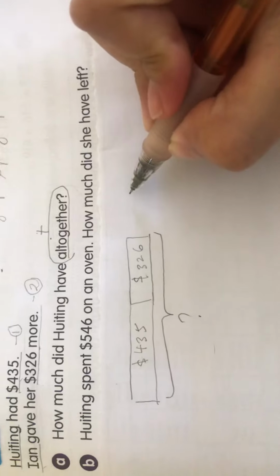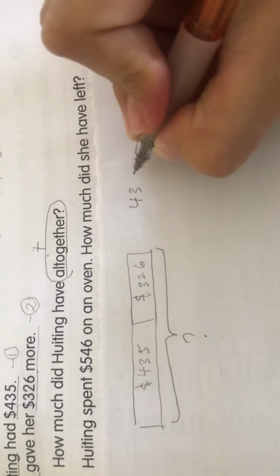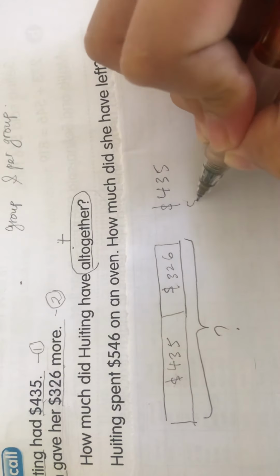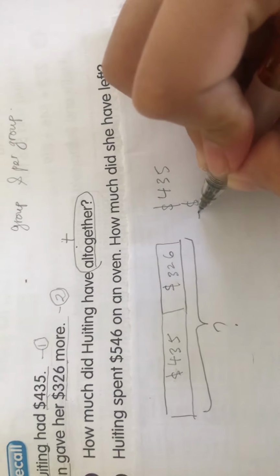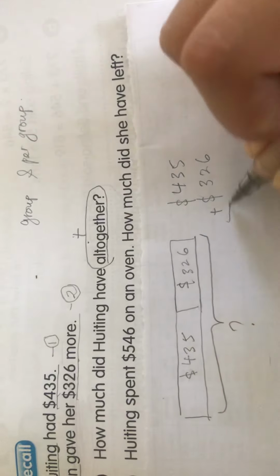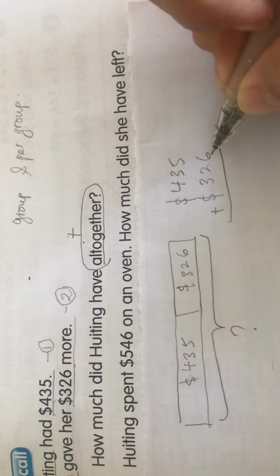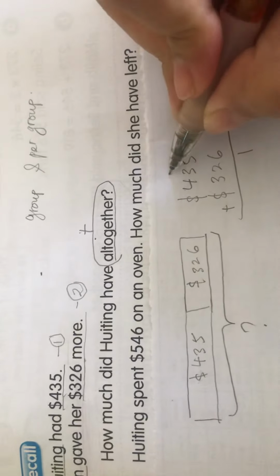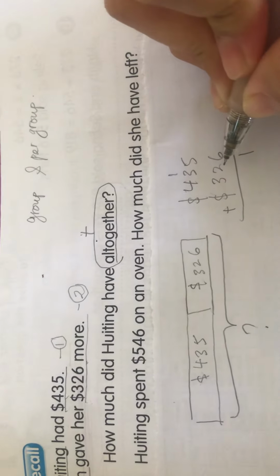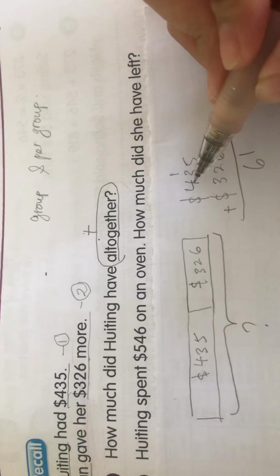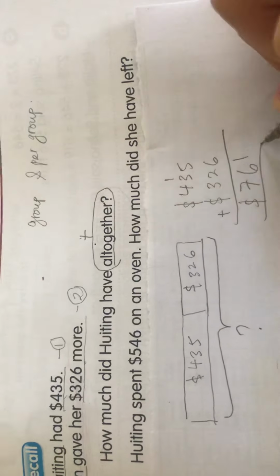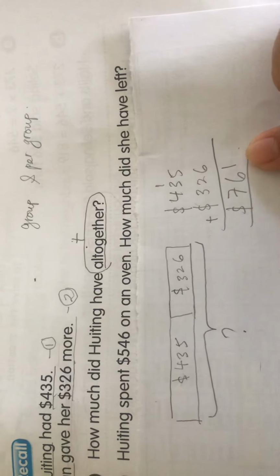All right, so 435. Student, don't forget to write dollar. You need to write the symbol. Don't forget. So 5 plus 6 is 11. 1 plus 3 is 4. 4 plus 2 is 6. And then 4 plus 3 is 7. $761.